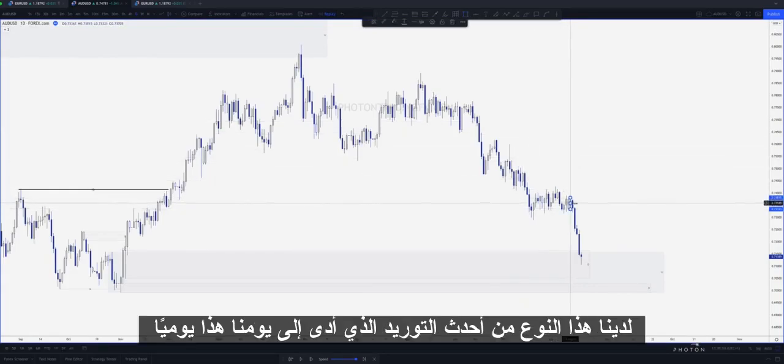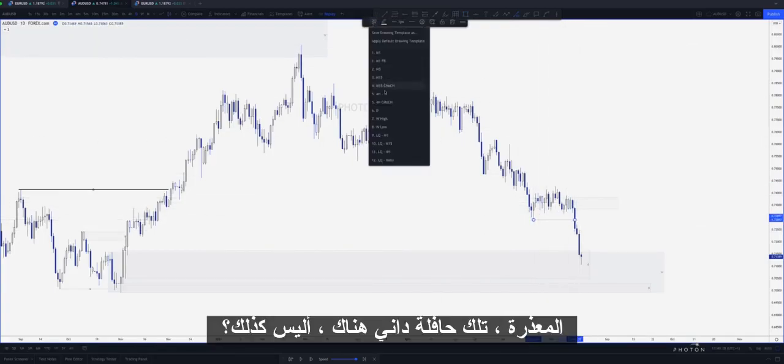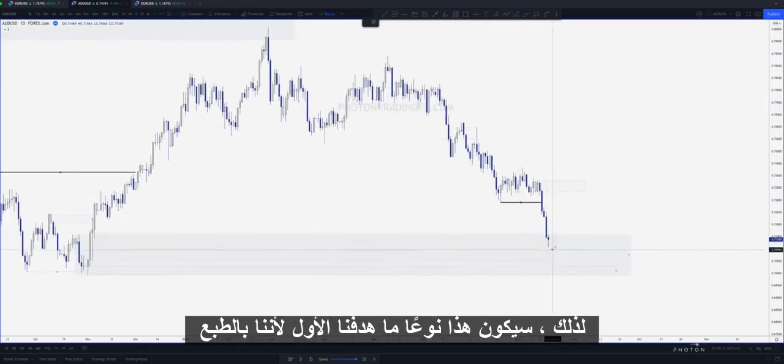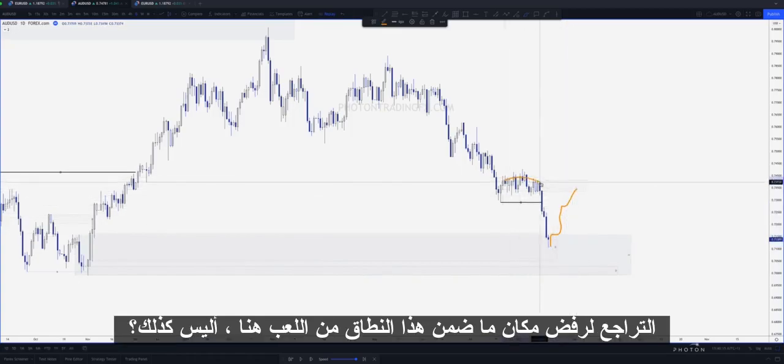have this most recent supply that led to this daily break of structure here. That daily BOS there, right? So that would be our first target, because of course we could look for longs within here, and it could just be a daily pullback to reject somewhere within this range supply here, right?